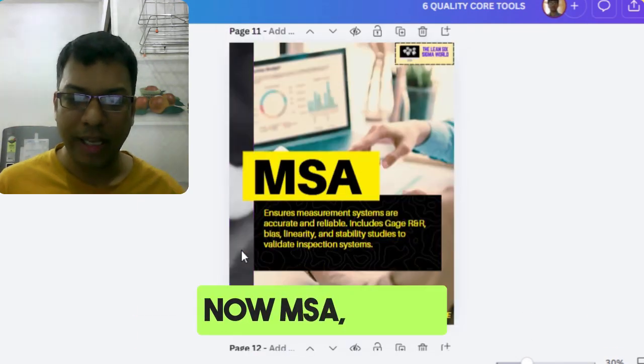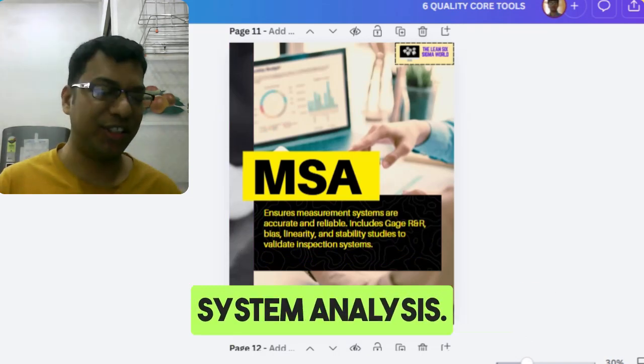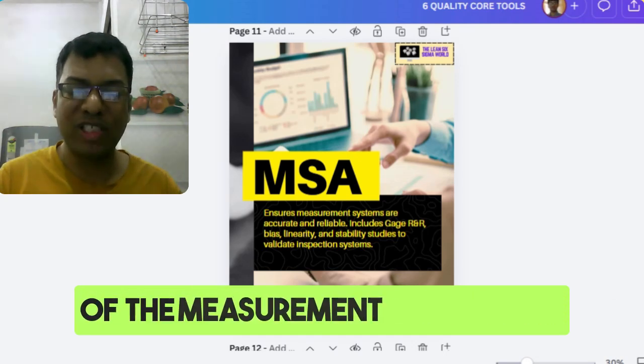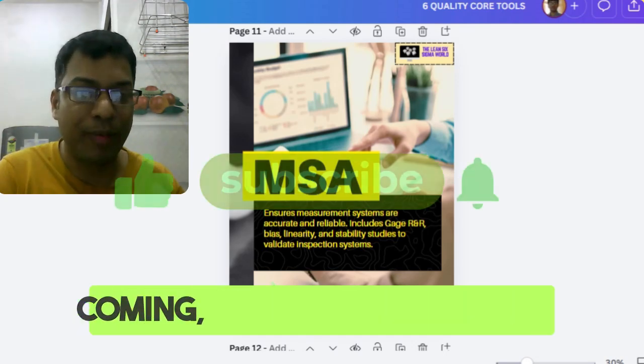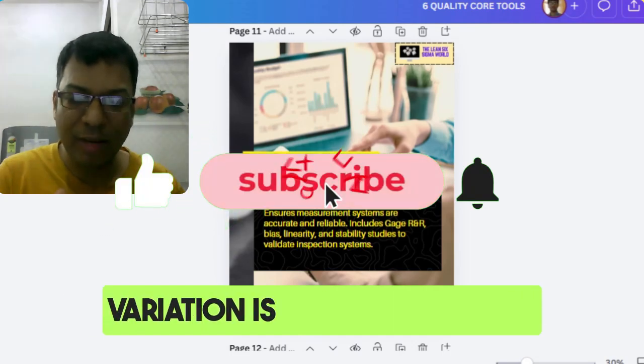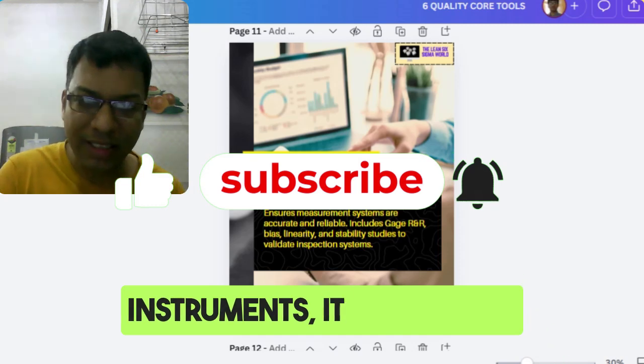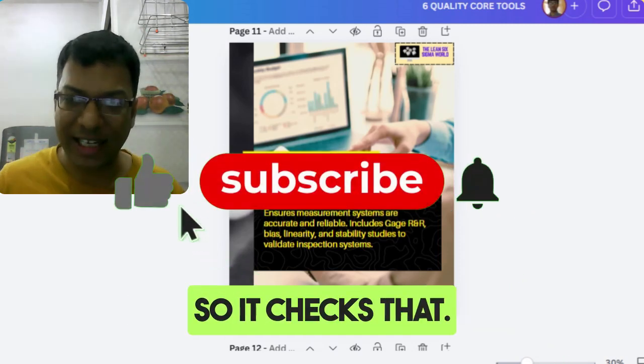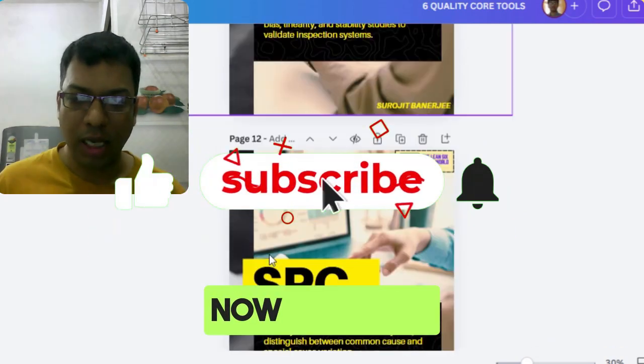Now, MSA is nothing but measurement system analysis. So measurement system analysis scrutinizes every component of the measurement system, to find from where the variation is coming. It checks whether the variation is coming from the operators, the instruments, the established procedures, or because of environmental factors. So it checks that.